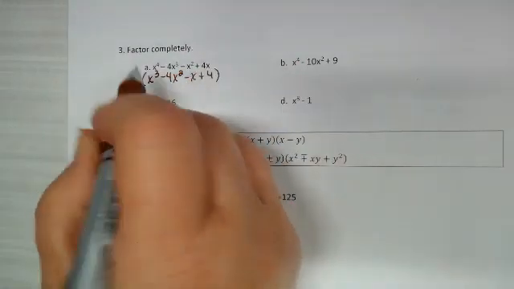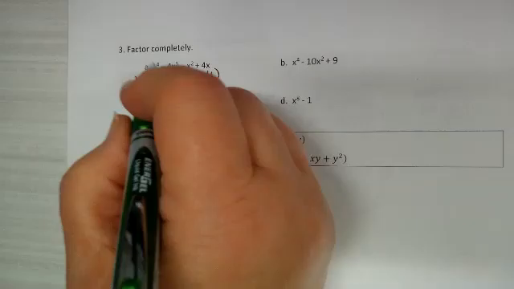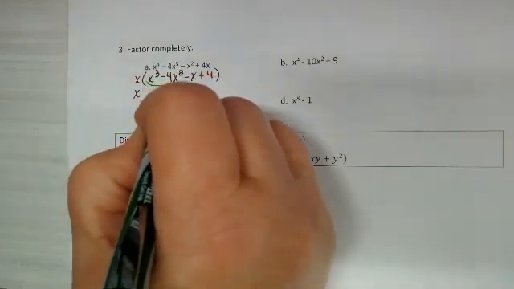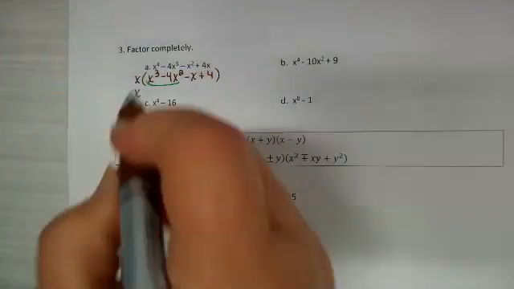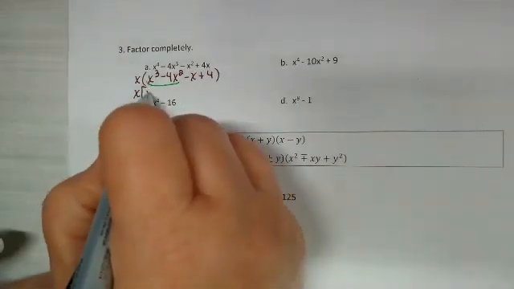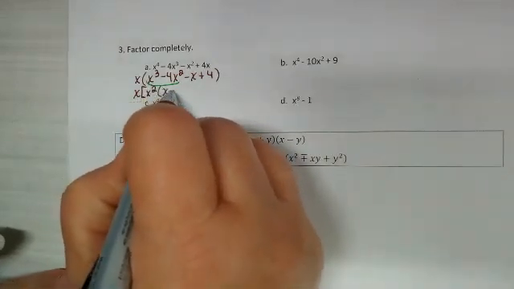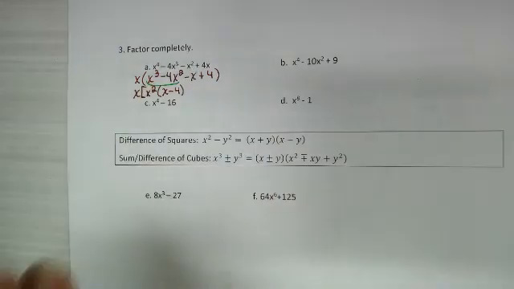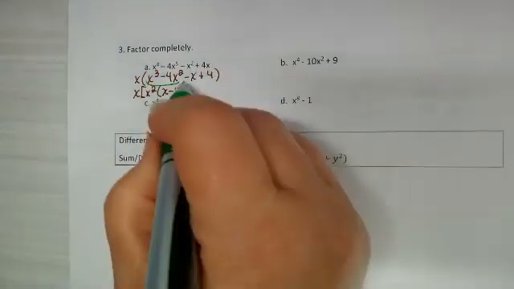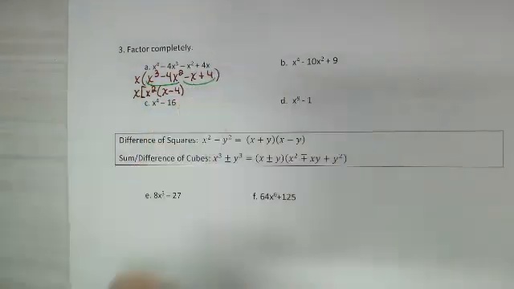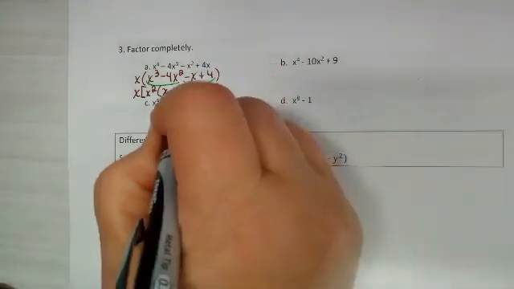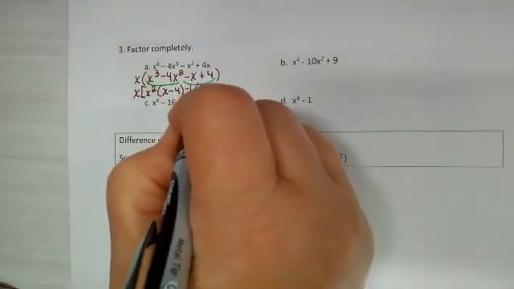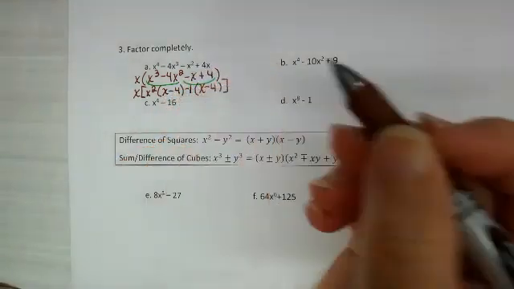So in my grouping, my first group right here, I'm going to take out an x squared, and that'll leave me x minus 4. And in my second group, I'm going to have to take out a negative 1 so that it leaves me an x minus 4.